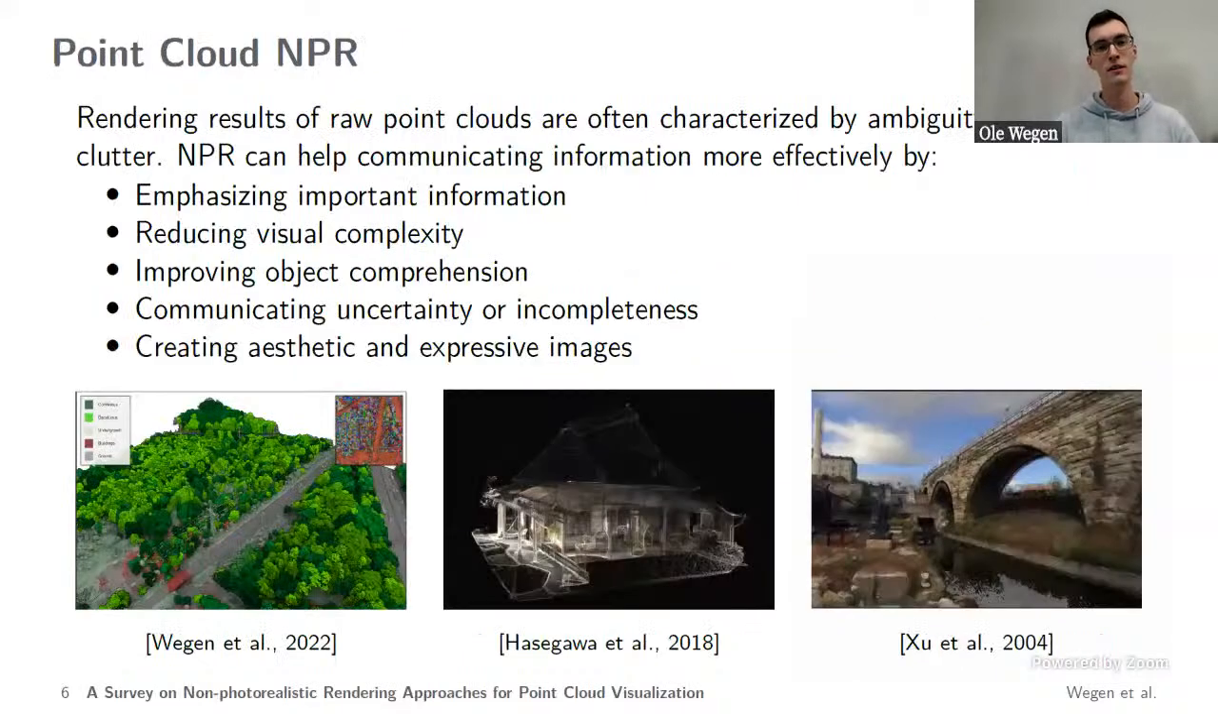And now these ideas of abstraction and simplification to improve communication of information have also been applied to point clouds. And the thing with point clouds is that if you render them directly, the resulting images can be quite hard to interpret. They're ambiguous, oftentimes visually cluttered due to the unstructuredness of the data. And here NPR can help communicate information more effectively. For example, by emphasizing important information, as you can see in the first image where individual tree instances are highlighted. NPR approaches can be used to reduce the overall visual complexity of an image and to improve scene understanding. For example, in the middle image, you can see a see-through effect to understand the internal structures of an object. And also NPR can be used to create just aesthetically pleasing and engaging images.